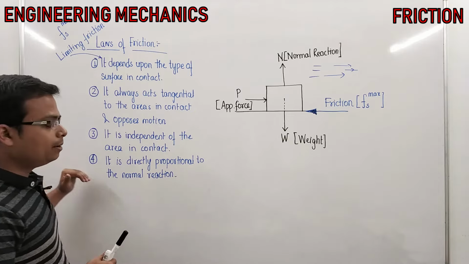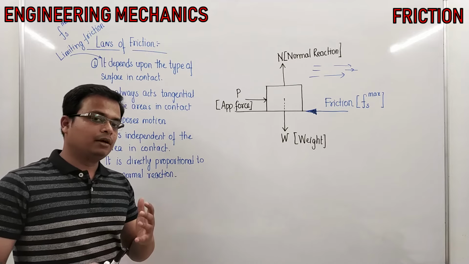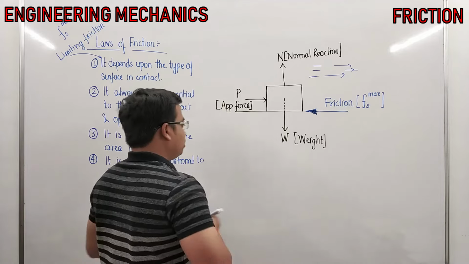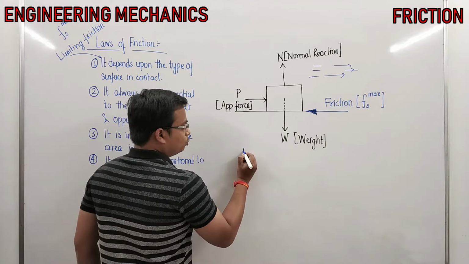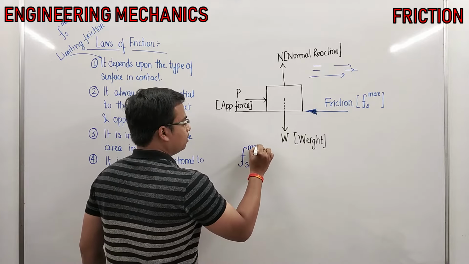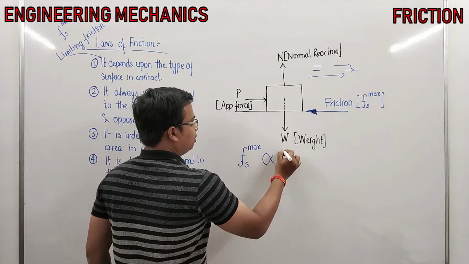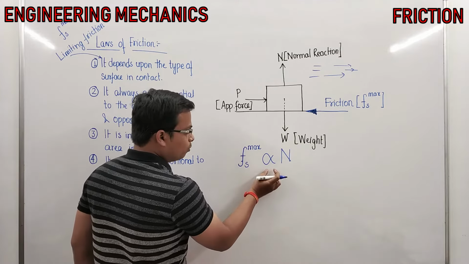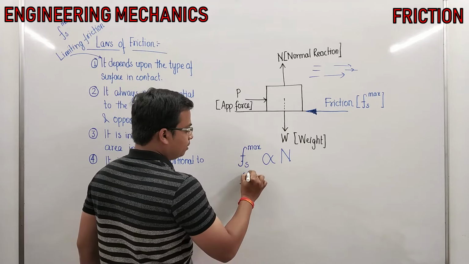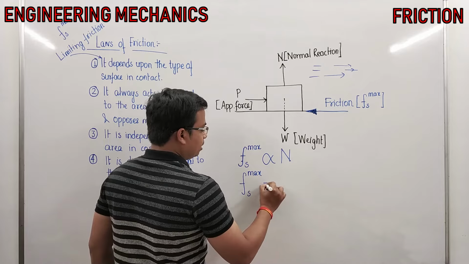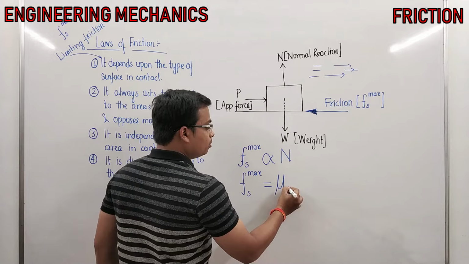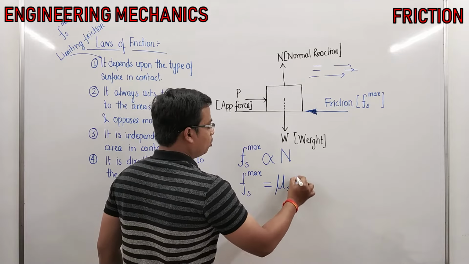All these rules have been made by making observations, by carrying out certain experiments, you can say. The most important point is the force of friction, that is Fs max, is directly proportional to the normal reaction, that is N. If that is so, once you remove this sign of proportionality, it essentially has to be compensated with a constant. And that constant, by the way, is nothing but the Greek symbol mu. Fs max equals mu s times N.